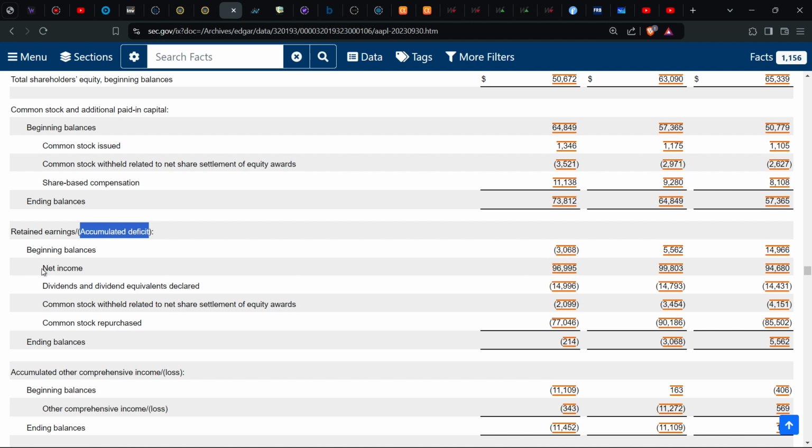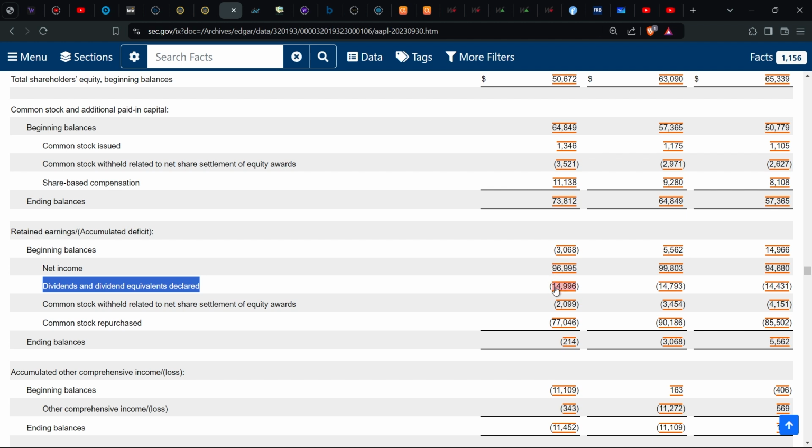And then net income. This is also coming from the income statement. The net income, which is the income after the company has paid out all of their expenses, was $96.9 billion. And then dividends. Some companies do pay out dividends, some don't. This company pays out dividends, and the dividends came to $14 billion. The dividends come from the net income.